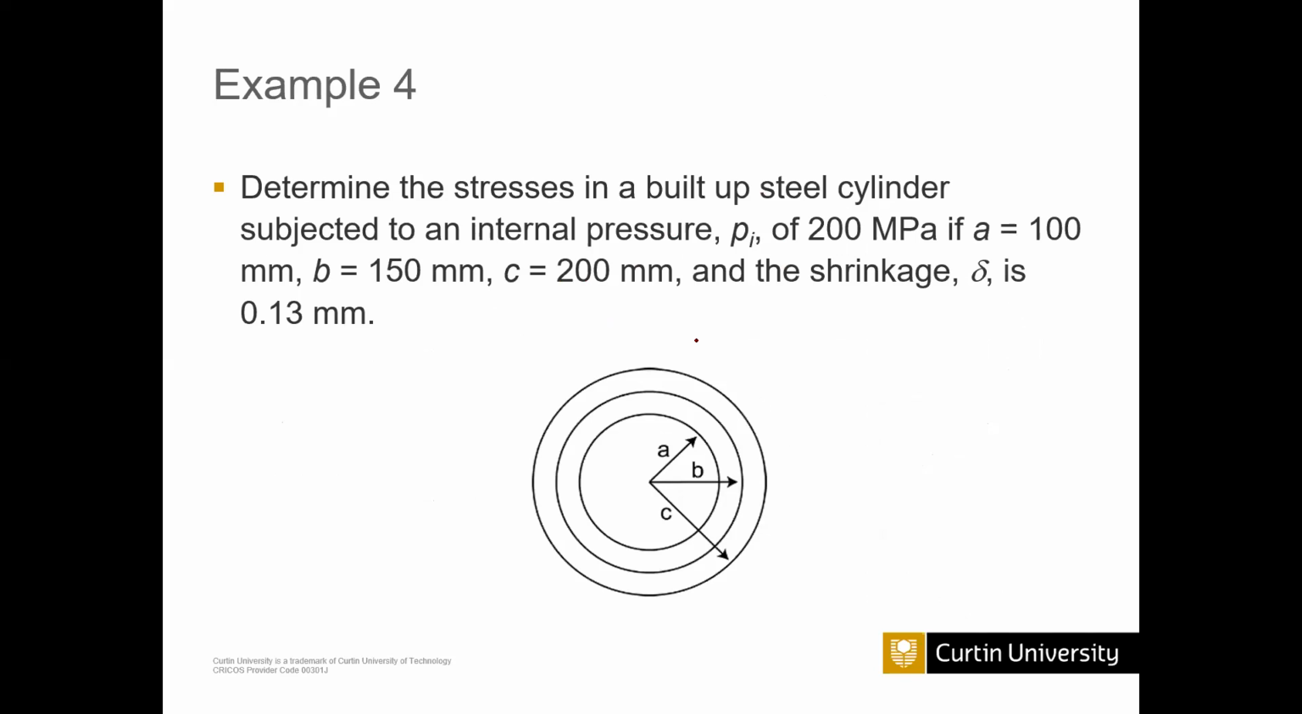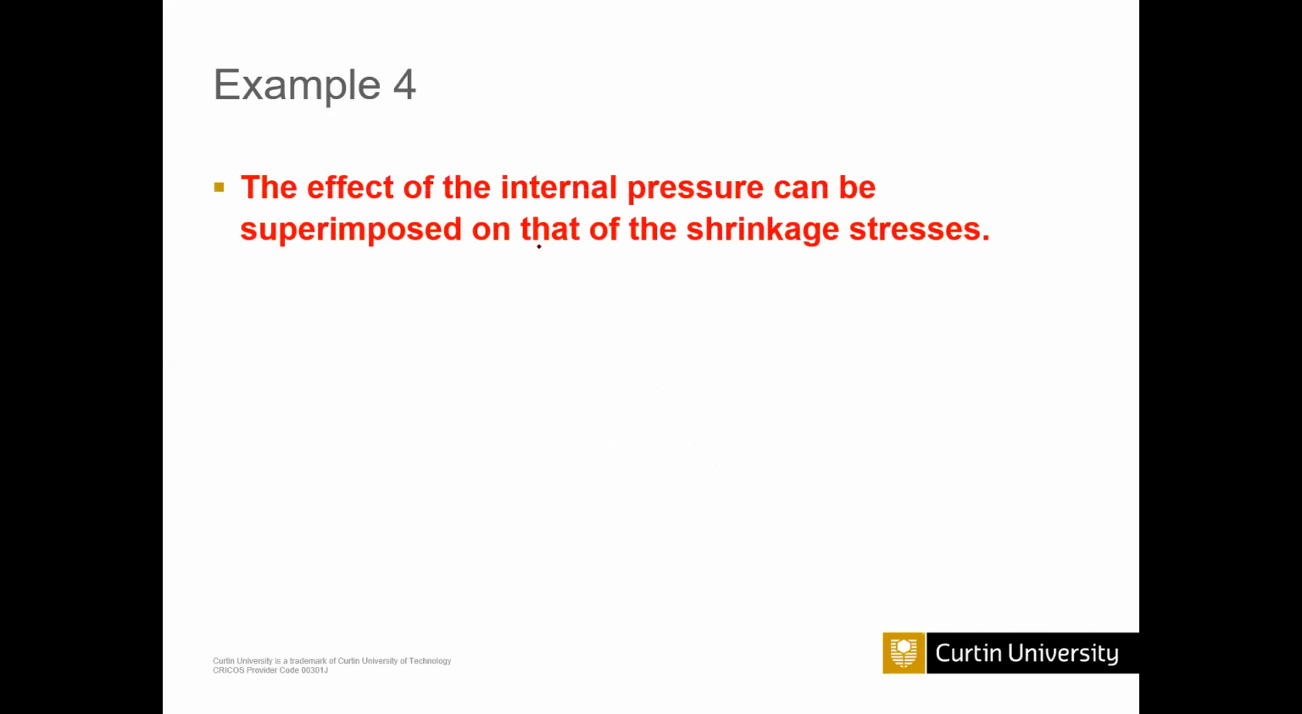Determine the stress in the build-up steel cylinder subject to an internal pressure Pi of 200 megapascal. A, B, C is given and the sinkage delta is 0.13 millimeter. So that means they provide the delta value, and you need to find out the contact pressure P. So, superimposed single pressure, yes.